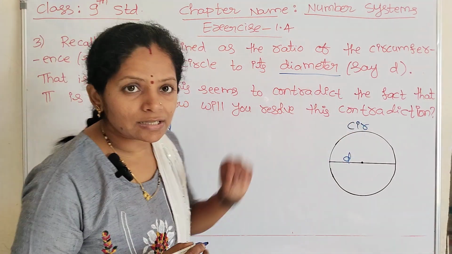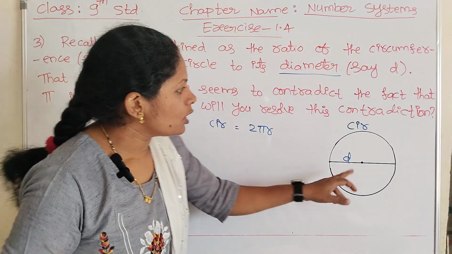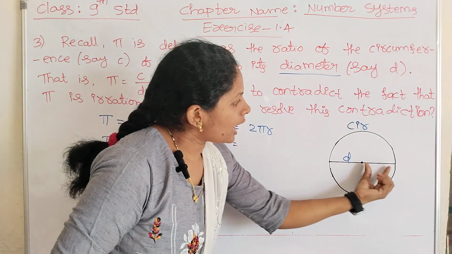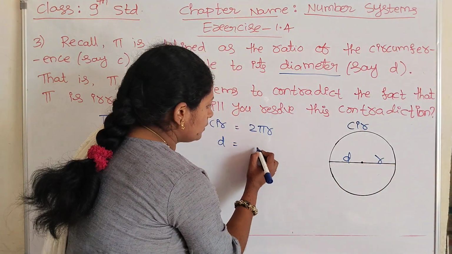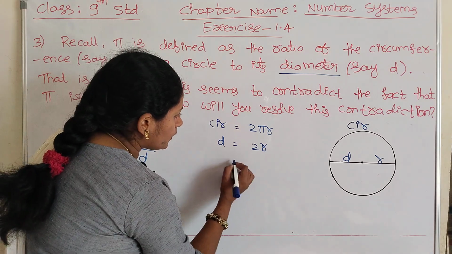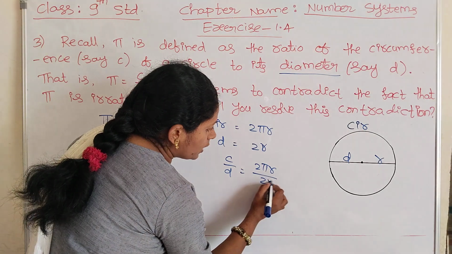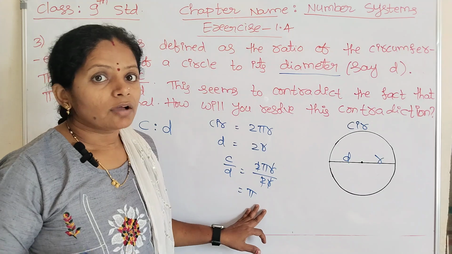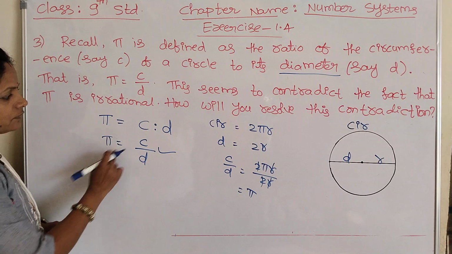What is the formula of the circumference? 2 pi r. And how can we get the diameter? From the center point, if we take this half part, it is nothing but the radius. It is the radius plus radius, it is 2r. So if we do C by D, that means 2 pi r divided by 2r. The r and 2 get cancelled. We get pi here. In this way we get the value of C by D. From this point we got pi is equal to C by D.